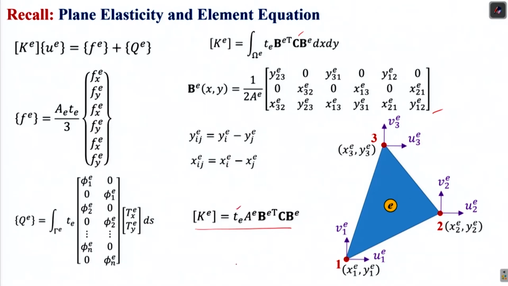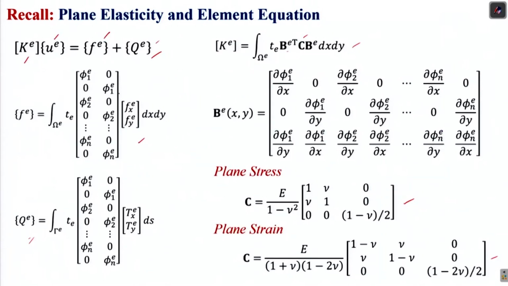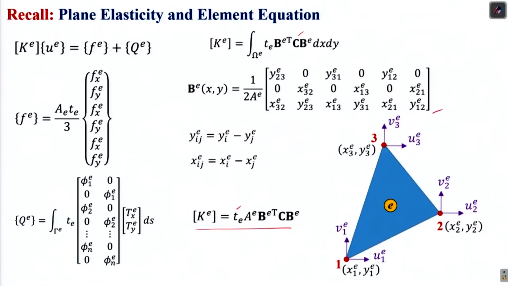Now, we also know for a triangular element, the body force term requires the integration of the shape functions, and we know for this element, the integration of the shape function gives you A by 3, and therefore the vector corresponding to the body force term will be like this. Now, this is the traction vector.